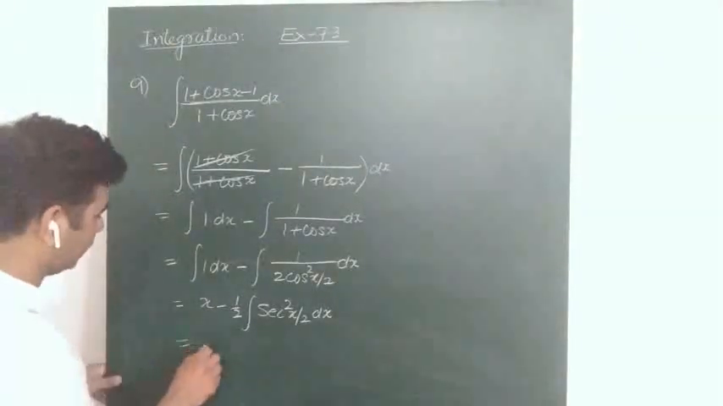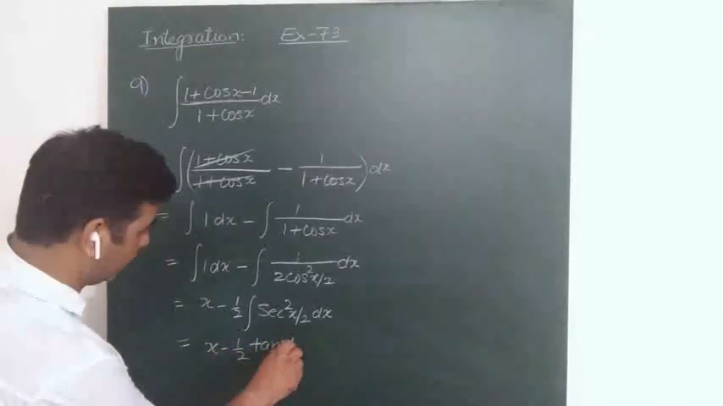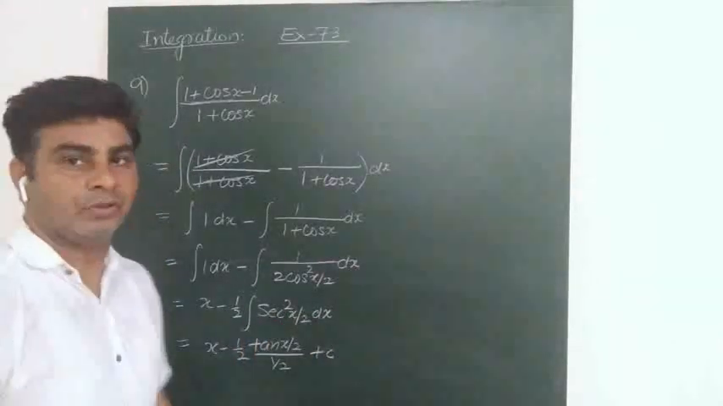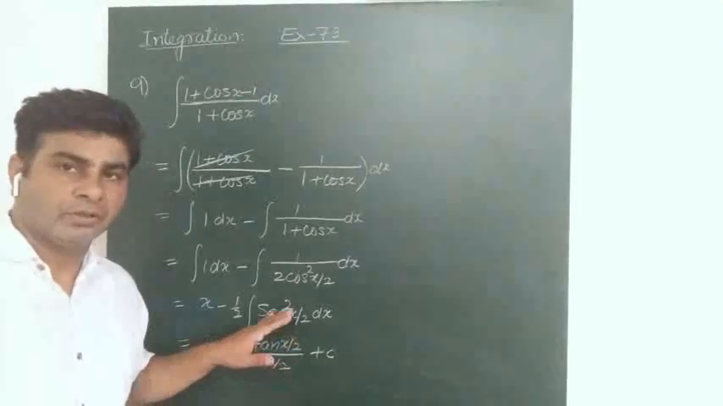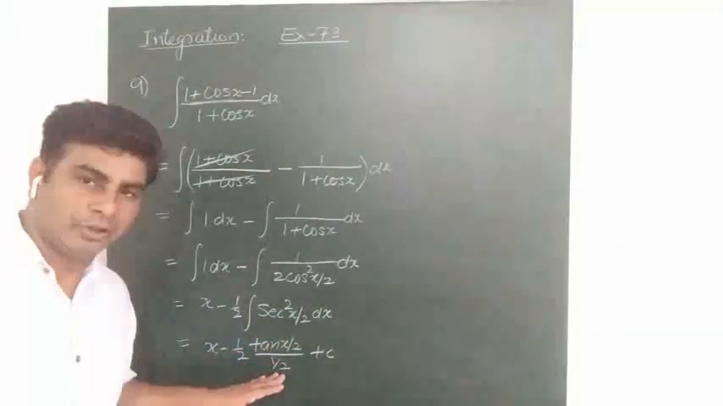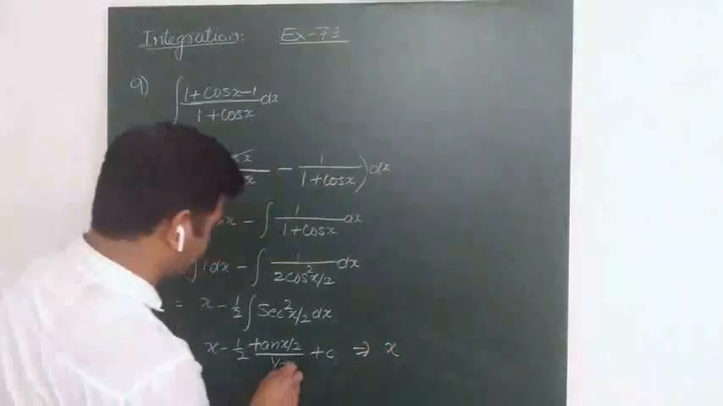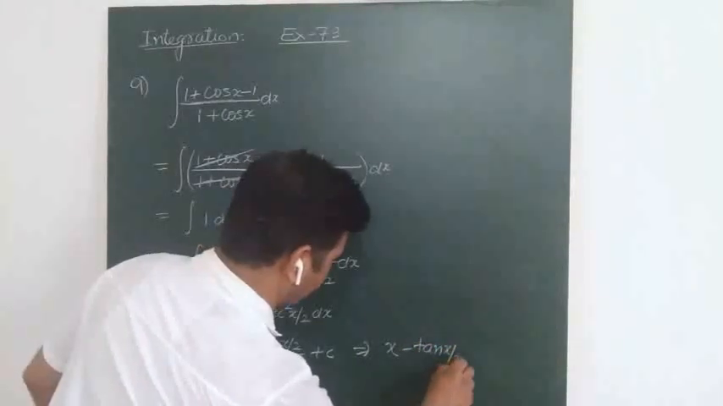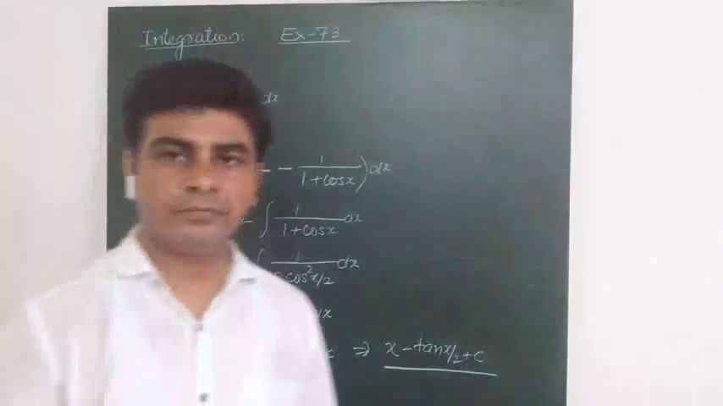So this is your x minus half of tan x by 2 upon 1 by 2, because the integration of secant square x is equal to tan x. Because the angle is 1 by 2 x, the coefficient of x is to be divided in the denominator as well. So the answer will be x minus 1 by 2 cancel out, tan x by 2 plus c. This is your solution of the question number 9.